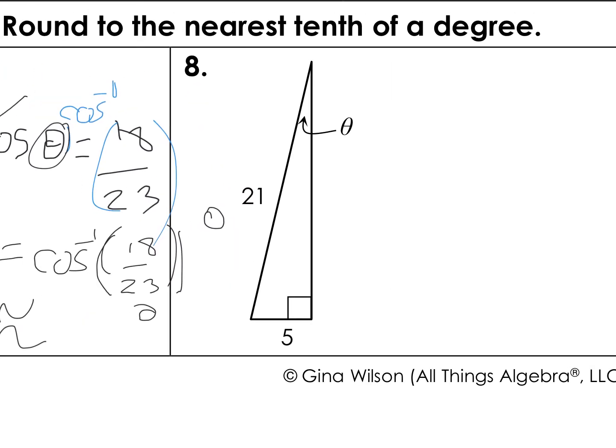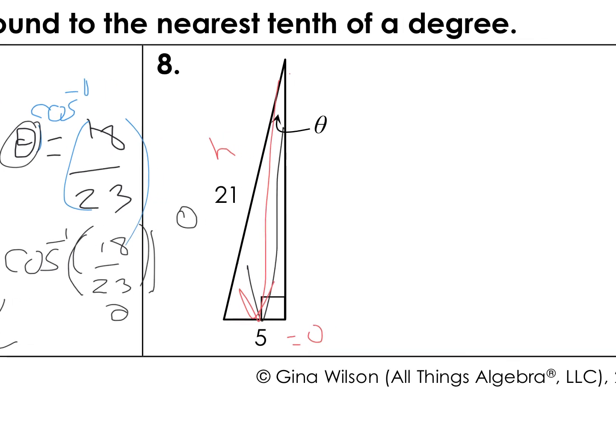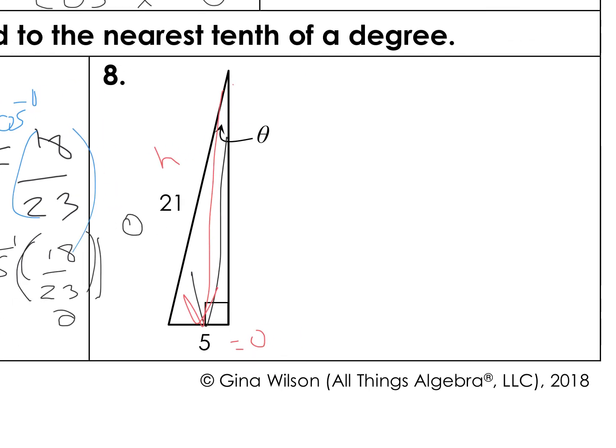Number 8. Comparing this angle, I have an opposite side, and I also have its hypotenuse. I have the opposite and the hypotenuse. So the equation I would set up would be sine of theta equals 5 over 21.